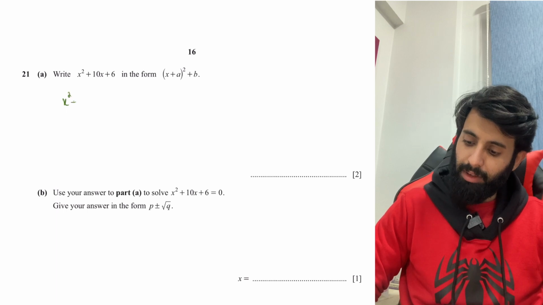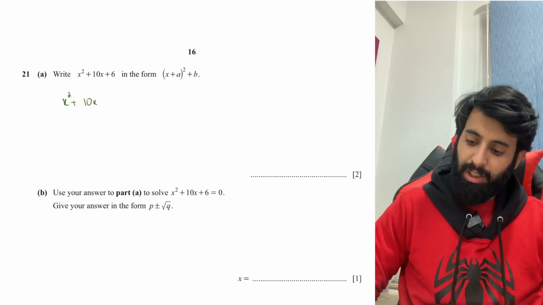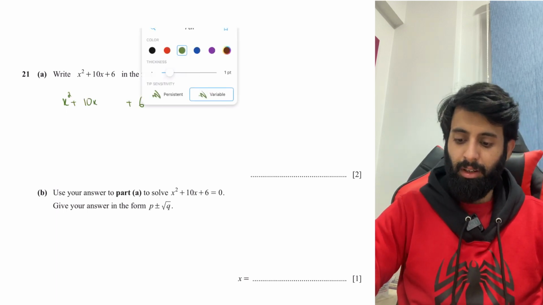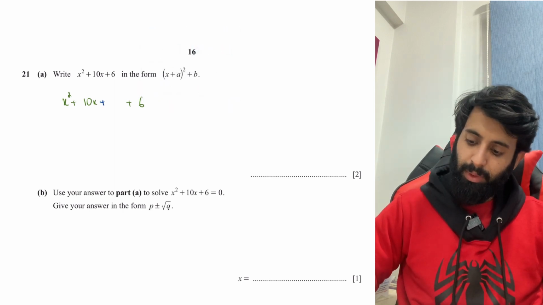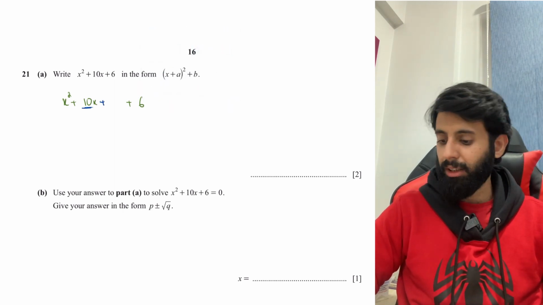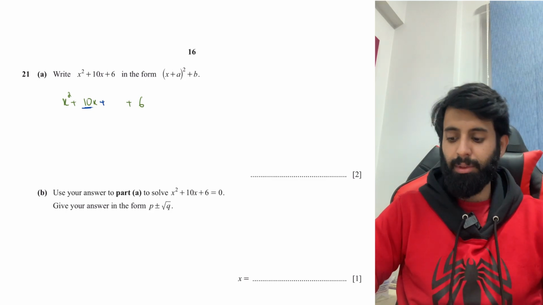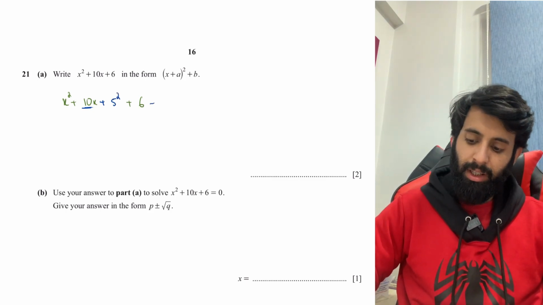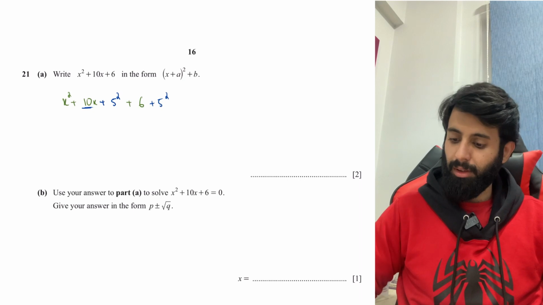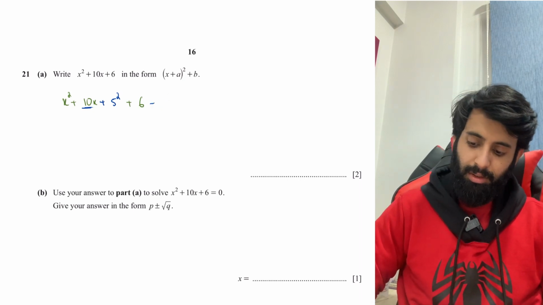Okay, so here you have x squared plus 10x. And then I'm going to leave some space and write 6. So to complete the square, what we do is we look at the coefficient of x, which is 10, and then we add half. We half it and then we square it. So that means we're going to add 5 squared, and then we're going to add 5 squared over here also. Sorry, we're going to subtract 5 squared here just to maintain balance.